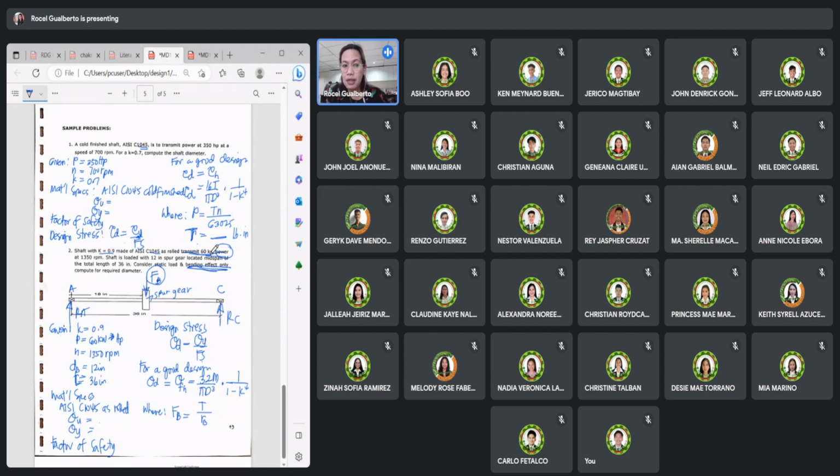Okay? Maliwanag po. So, you try solving po this problem too, okay? Considering combined torsion at bending. Subject po sa ating discussion by our next meeting. Okay?